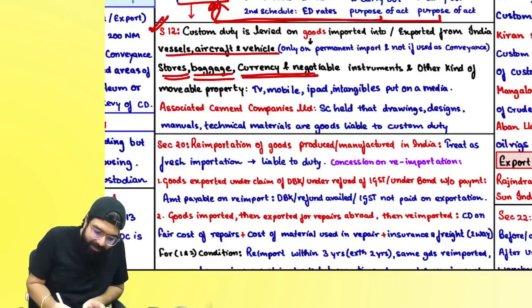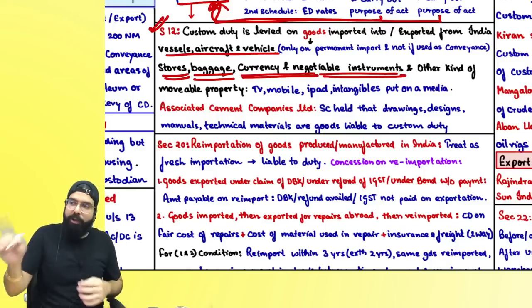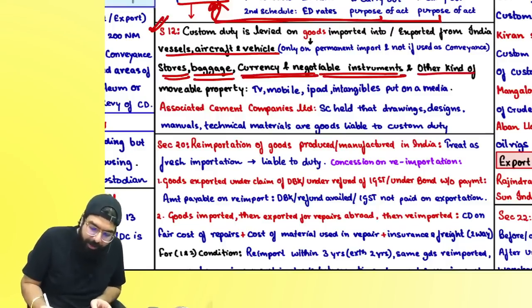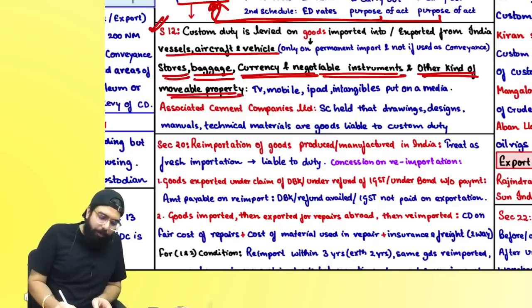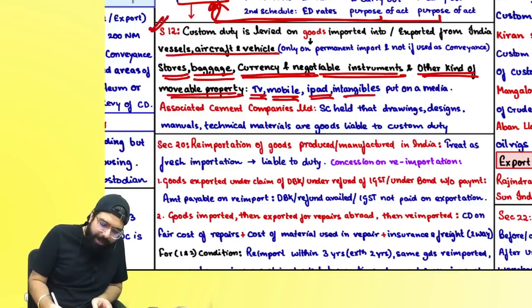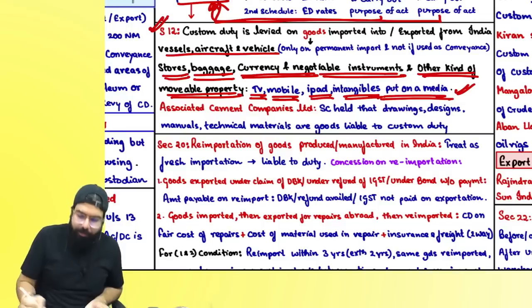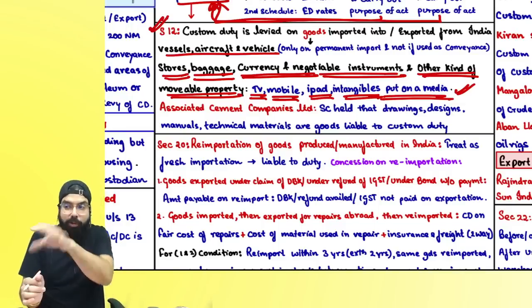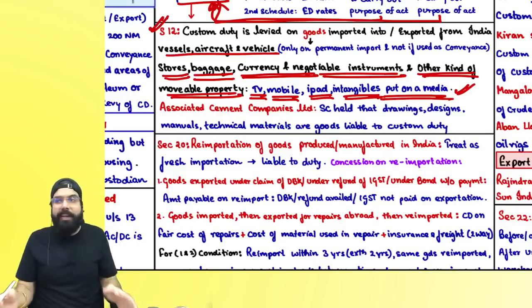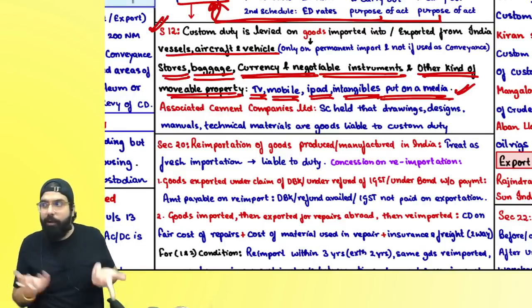The next is currency and negotiable instrument. Currency and negotiable instrument is also goods, because you should be bringing it as per FEMA. And then any other kind of movable property is also goods. Any other kind of movable property means TV, mobile, iPad, and intangibles put on media are also goods. Suppose you got a CD with software on it, that is also goods. You got some sketches, basically those sketches are on paper, so those sketches are also goods.